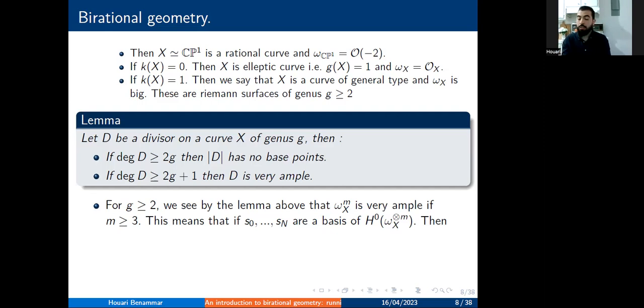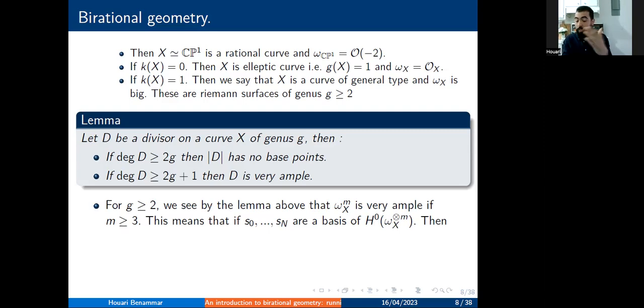Okay, this is not rational, so the map is defined at every point. Okay, if the degree of D is bigger than 2g plus 1, then D is very ample. Very ample means that the sections give an embedding in CP^N. So we embed every curve into CP^N.